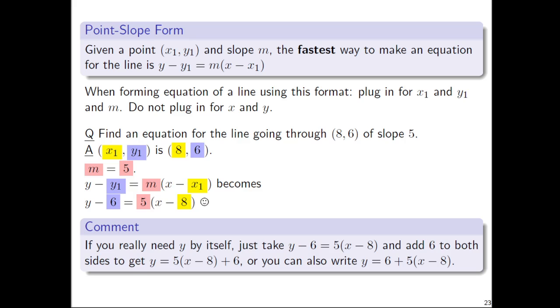By the way, if you really need y by itself, then just take the last equation we had, add 6 to both sides, and you'll have y is equal to 5 times the quantity x minus 8, then plus 6. Or if you want to write the 6 first, you could have y equals 6 plus 5 times the quantity x minus 8.